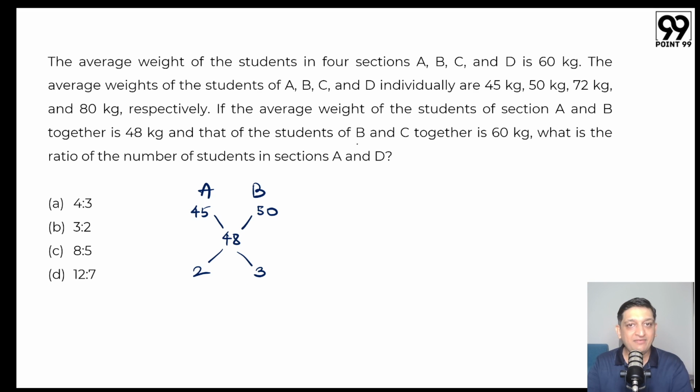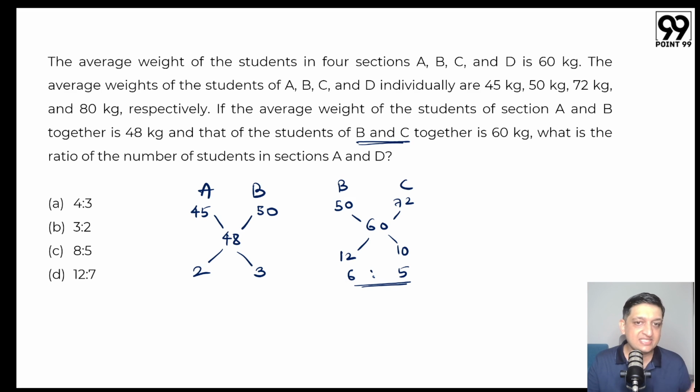What is the other bit that we have here? We know that B and C together will have the average as 60 kg. Now again, I know that the average of students in class B is 50 and the average of students in class C is 72. So I'm going to get the gap between these two as 12, the gap between these two as 10, and that's why I'm going to be able to say that the ratio of the students in these two classes is 6:5.